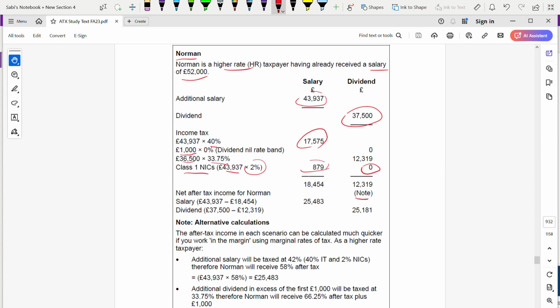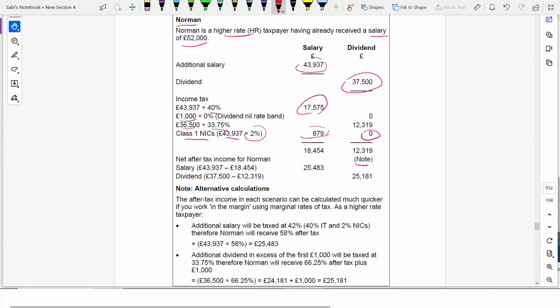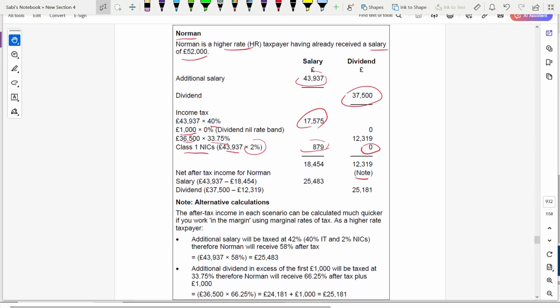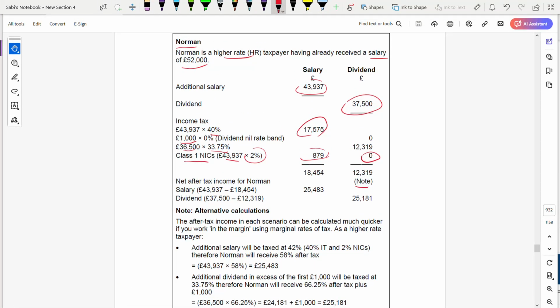There is a note to this. What is it? This you can get through an alternative calculation. I will show you the alternative calculation as well. Then it's up to you to decide in your exam what method you want to use. So now salary.